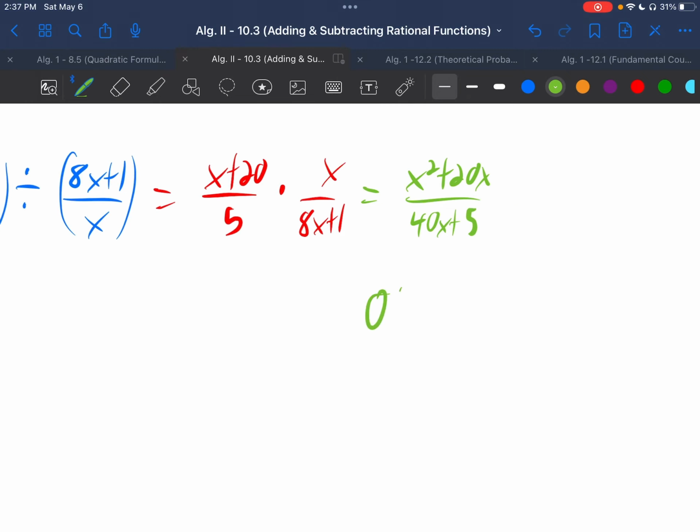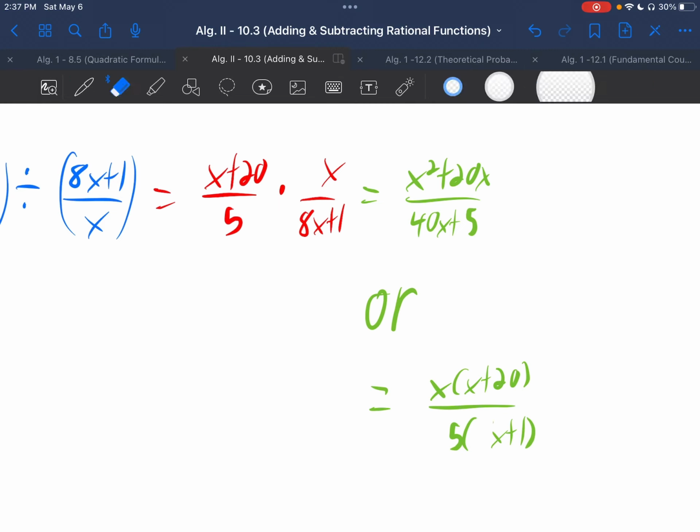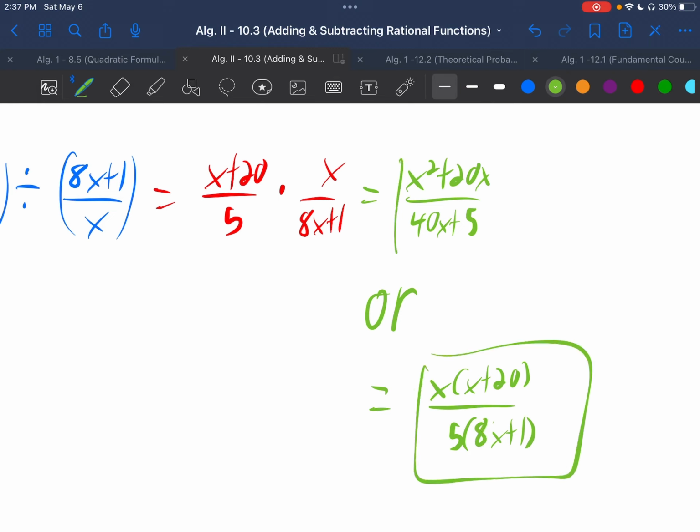Or it might look like this to you. And one of these is no more right than the other. Okay, and I want to note that this is an 8. So those are both perfectly fine answers.